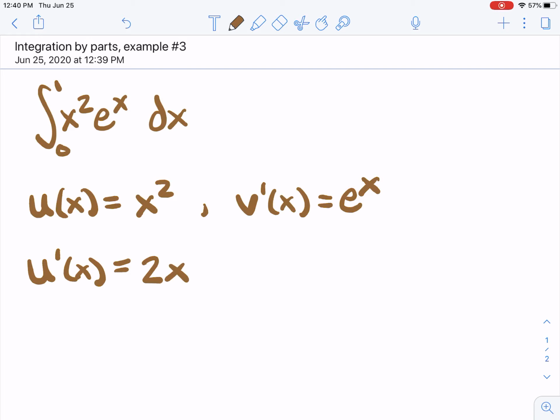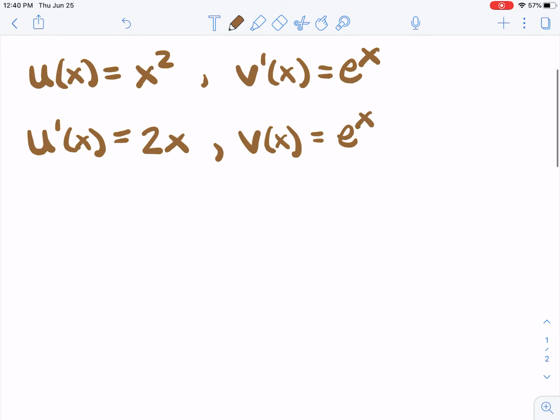And that's why we chose x squared for u, because u prime is simpler than u is. And also that leaves me with a v prime that I can anti-differentiate. I know the antiderivative of e to the x is e to the x. My antiderivative didn't get any worse. That's good news. So this, I think, is the right approach. Let's go ahead and plug in the formula.